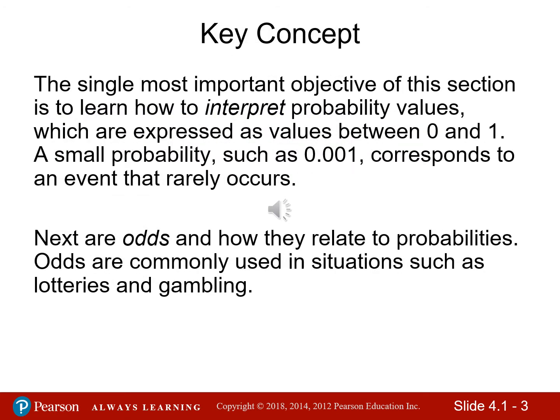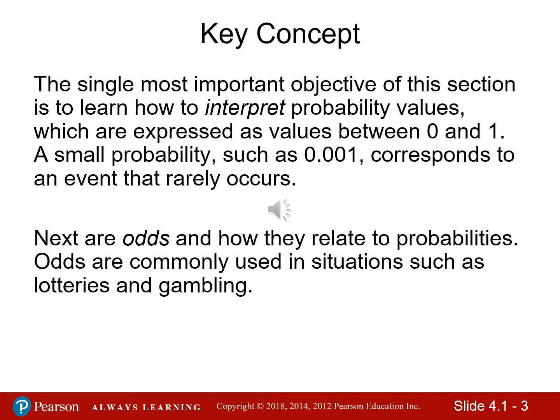The single most important objective of this section is to learn how to interpret probability values, which are expressed as values between 0 and 1. A small probability, such as 0.001, corresponds to an event that rarely occurs. A large probability, such as 0.95, corresponds to an event that is almost certain to occur.